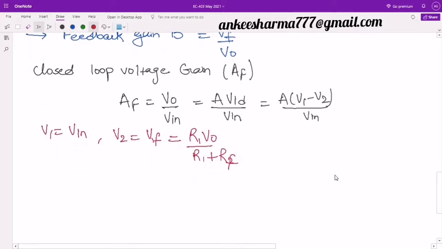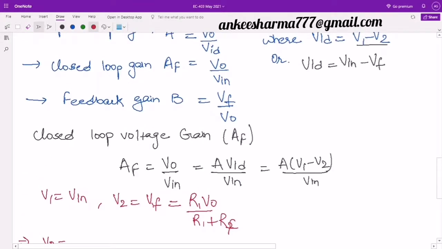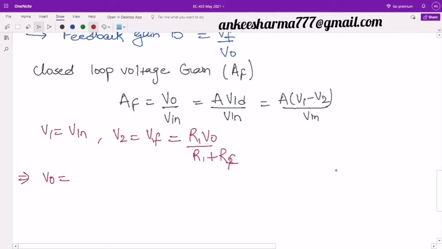Now substitute these values. When I substitute this value, I will get AF. If I start from V naught, V naught is A times VID, right? You can start from anywhere. I started from here; these were some values that I had calculated earlier. So I have got V naught is equal to A times VID, which is equal to A times V1 minus V2.